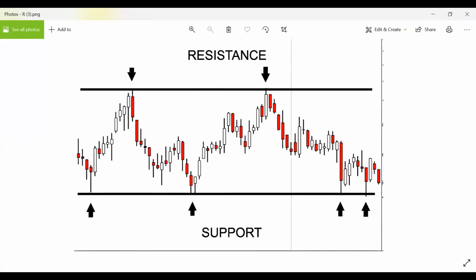Can you see my screen? Yeah, we can see it now.